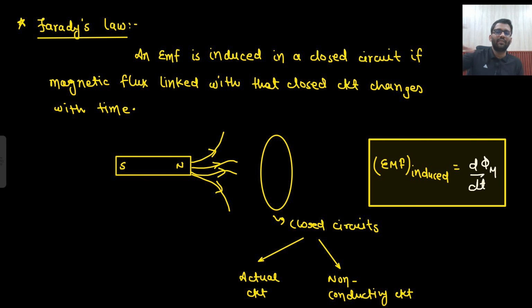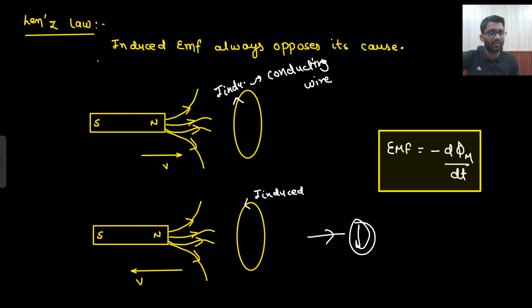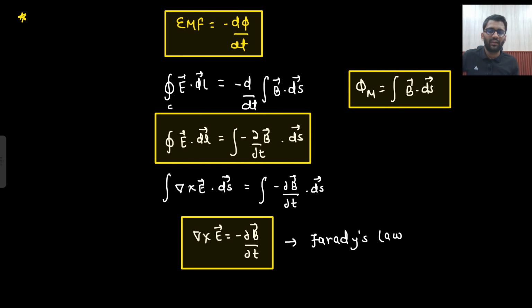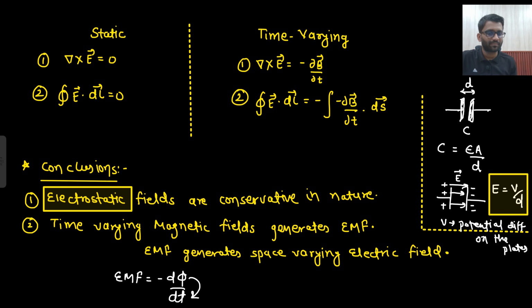Then we saw that a magnet changing through a closed loop will induce a current. It will induce an EMF. EMF is d phi by dt, but there will be a negative sign because it will oppose its cause. What is the cause? It is getting increased or decreased. Based on that, you will see the direction of current, right? From there we derived this formula. This formula has a very important statement: the changing magnetic field with respect to time will generate a space varying electric field.